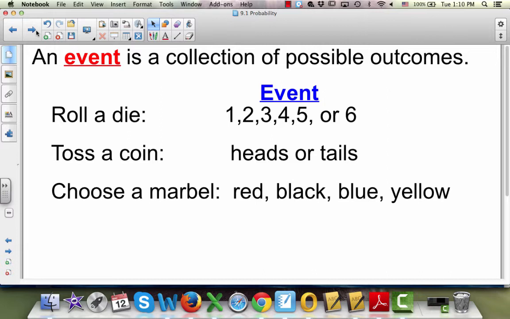Choosing a marble, you might have red, black, blue, yellow. You could have other colors, but in our case right now we just have red, black, blue, and yellow. But those form an event. So you have an outcome, which is the result of an action, and you have an event, which is a collection of possible outcomes.